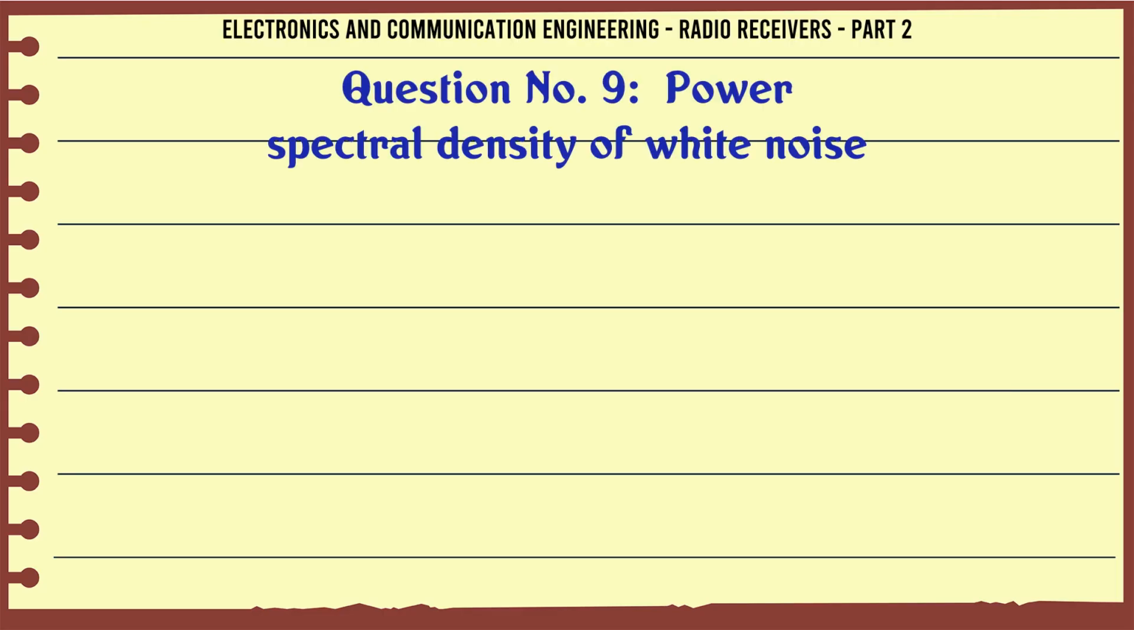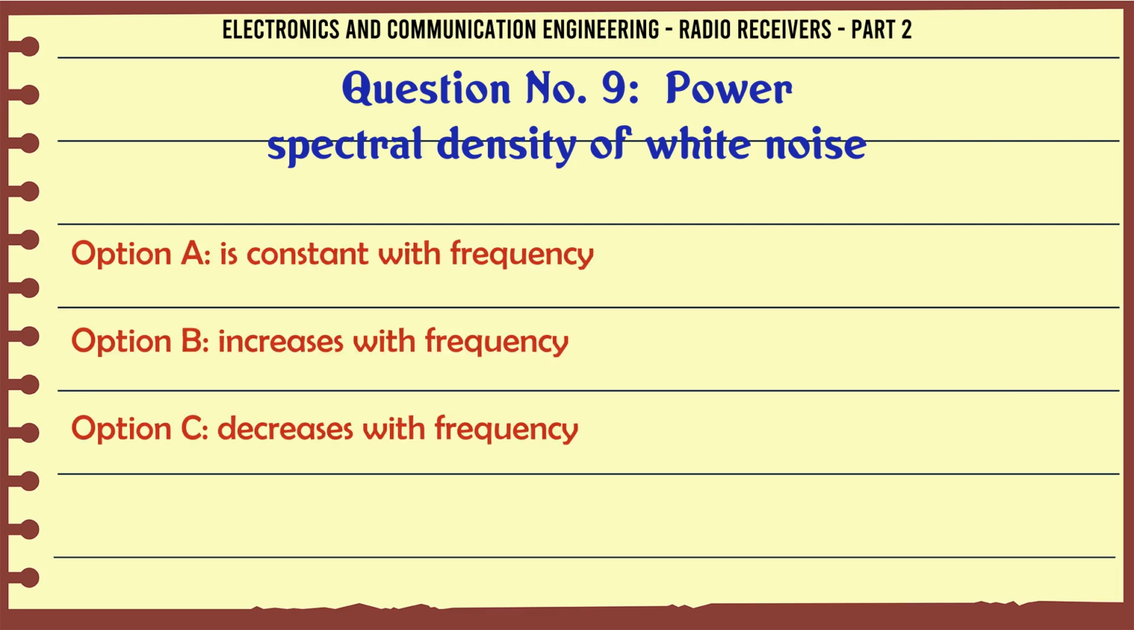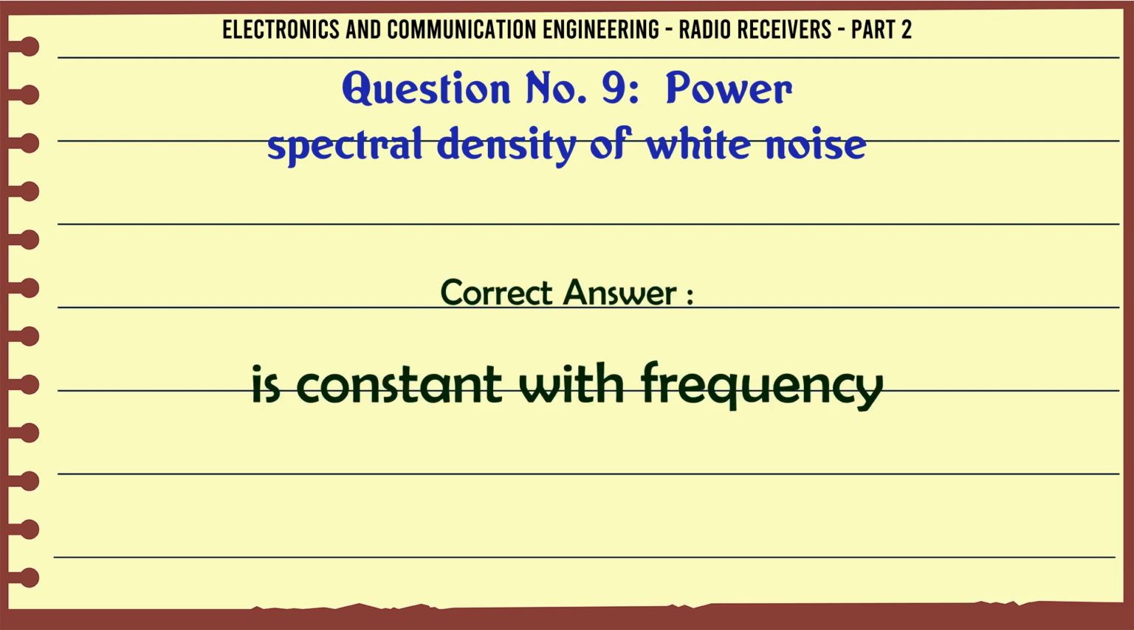Power spectral density of white noise: A. Is constant with frequency. B. Increases with frequency. C. Decreases with frequency. D. None. The correct answer is constant with frequency.